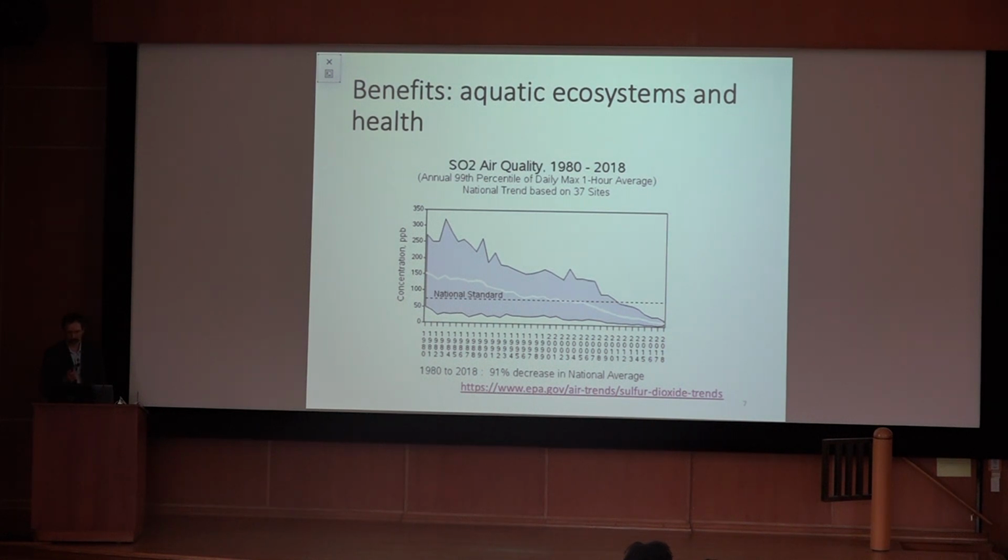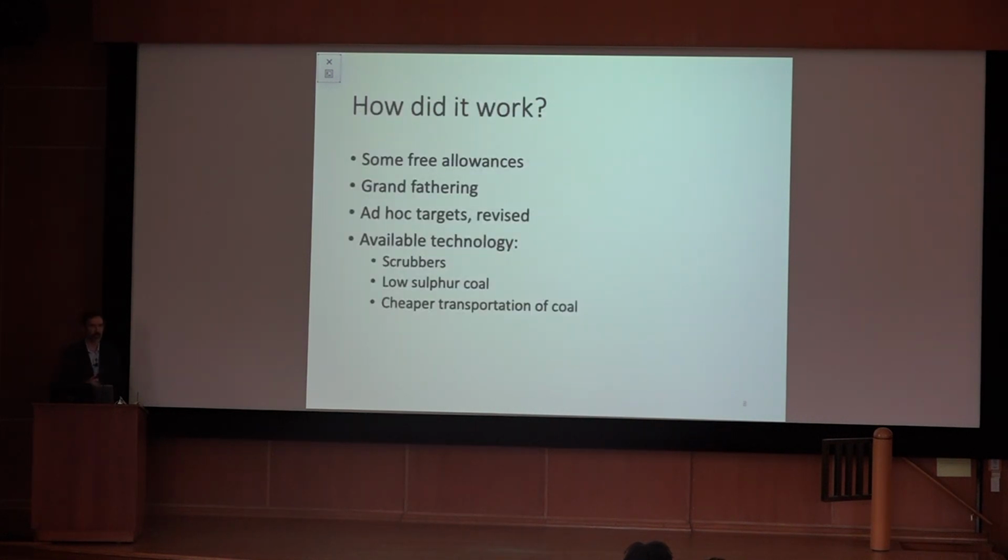Now, what are the features that made this work? When people look at that, they say, well, it worked because it was pretty flexible. It was not an extremely punitive policy on these plants. There were some free allowances given to them. You give the allowances, and they can be free or they can be auctioned. There were some free allowances to avoid this being a big cost for them.